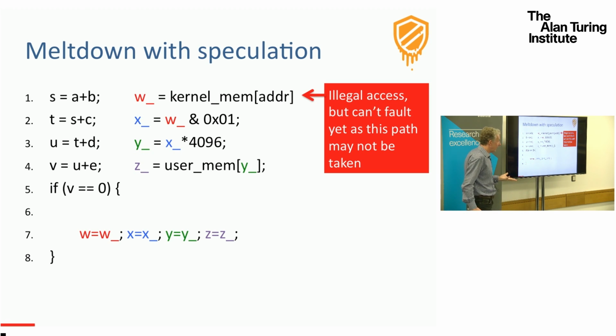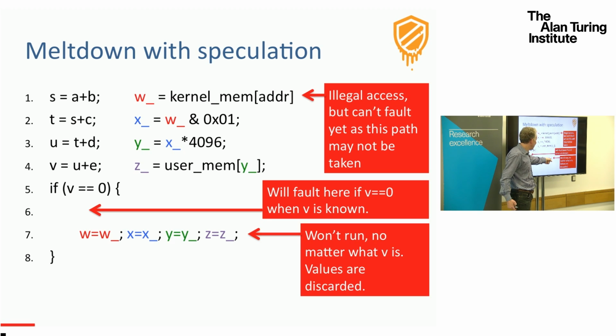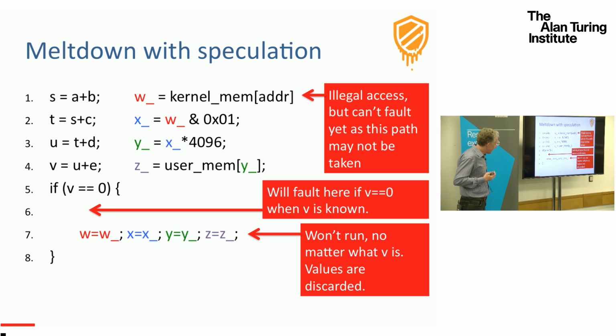So that's what it does. Okay? So if v is 0, it will fault here. Okay? So that means that this never happens. So the values that were calculated in here are discarded, and so there's no problem, is there? So Intel thought. So that's what's meant to happen.